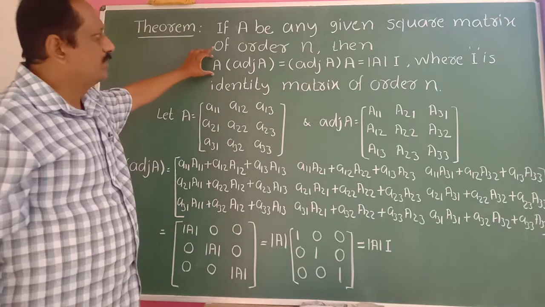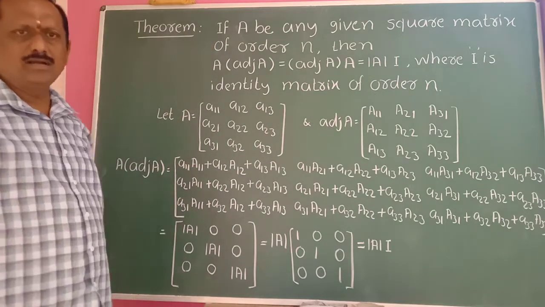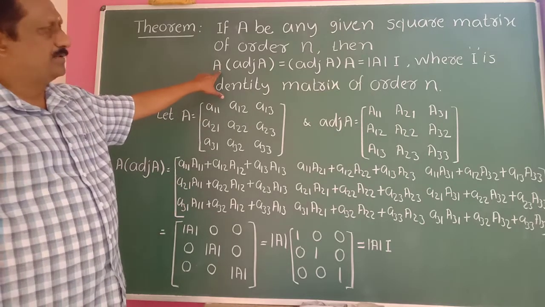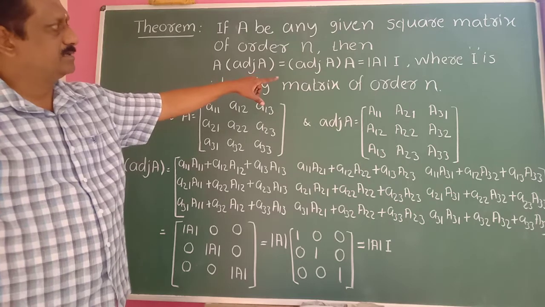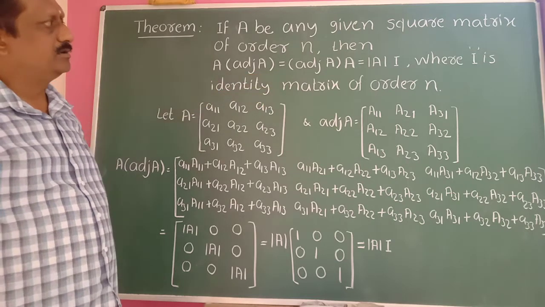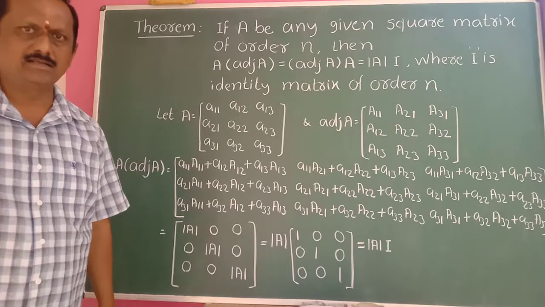So this is a very important result. The proof is not important here, but this result is important: A into adjoint of A is equal to adjoint of A into A is equal to determinant of A into I, where I is the identity matrix.